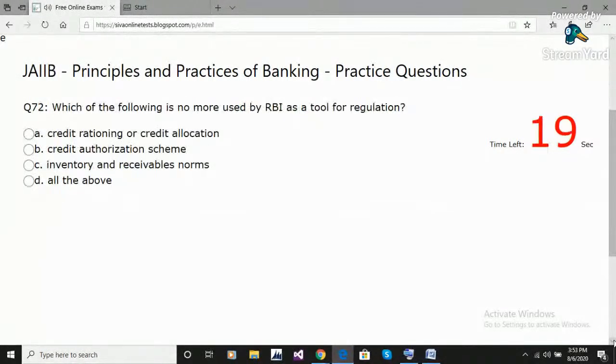Question 72, which of the following is no more used by RBI as a tool for regulation? Option A credit rationing or credit allocation. Option B credit authorization scheme. Option C inventory and receivables norms. Option D all the above. Answer D all the above.